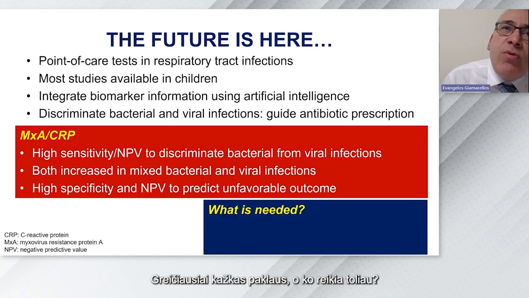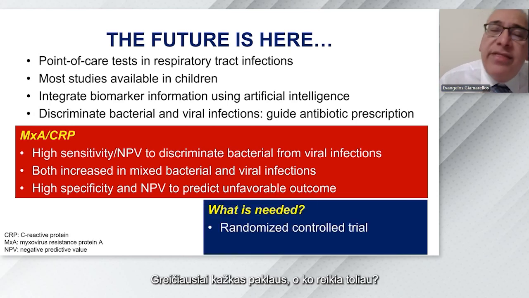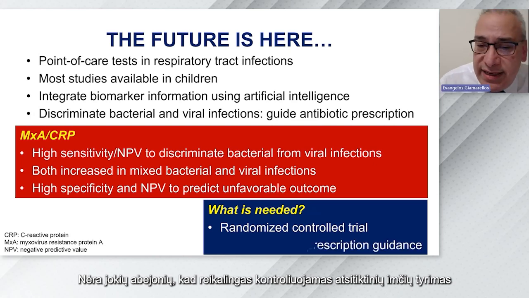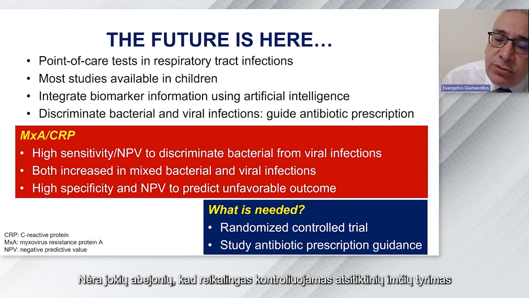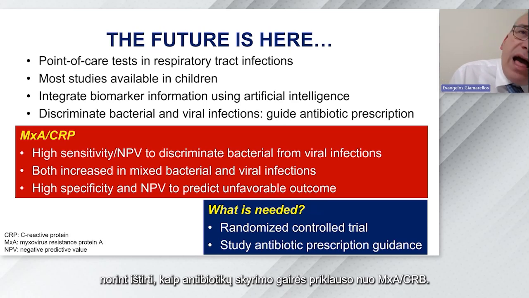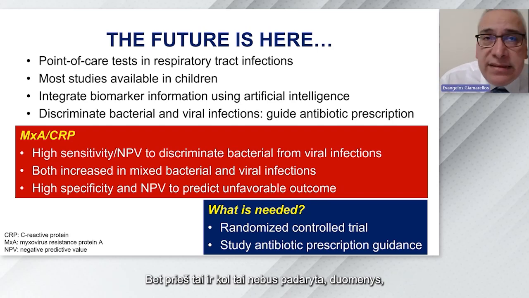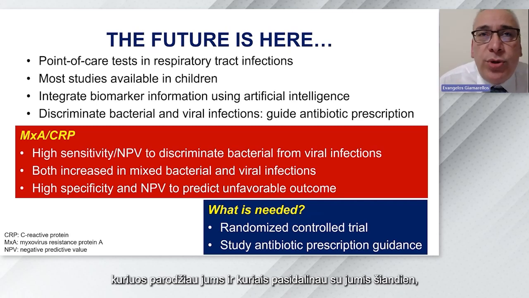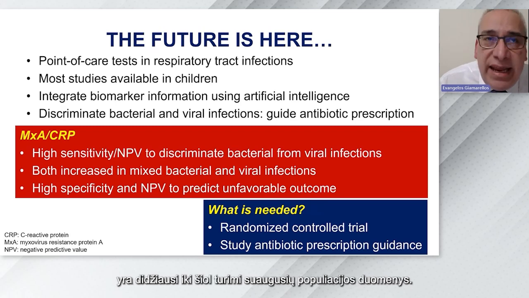Perhaps someone would ask, what is needed further? There is no doubt that a randomized controlled trial is needed in order to study how the guidance for antibiotic prescription relies on MXA CRP. But before that, and until this is done, the data which I showed and shared with you today are the largest data available so far for any adult population.